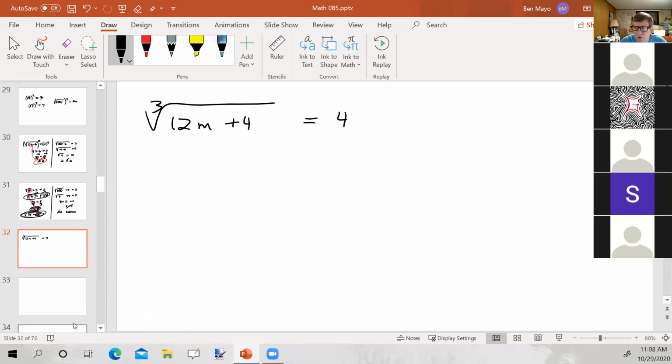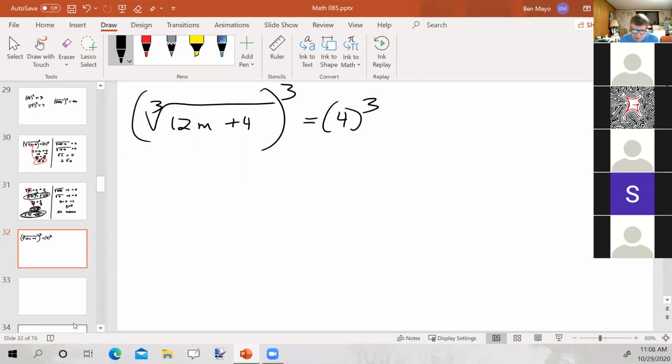Do any of you know the story of Noah's Ark? What were the units that they used to build the ark? It wasn't feet or miles or meters. Cubits. Excellent. That's the answer to my next question. What are we going to do to both sides? Cube it. Exactly.